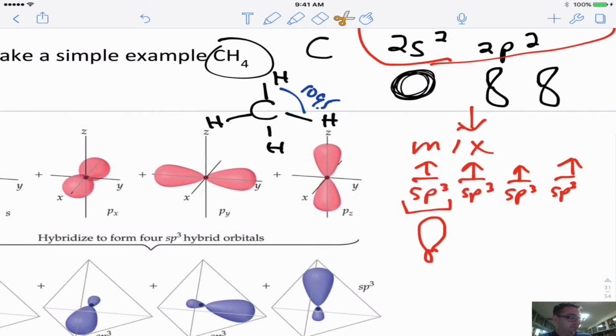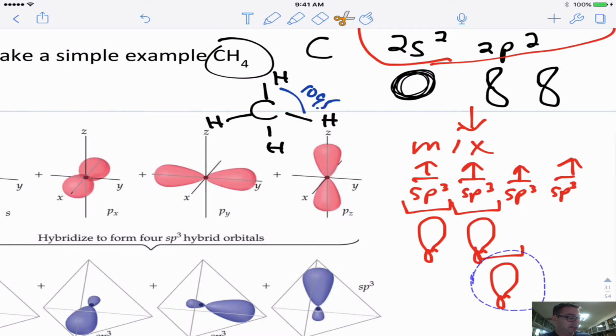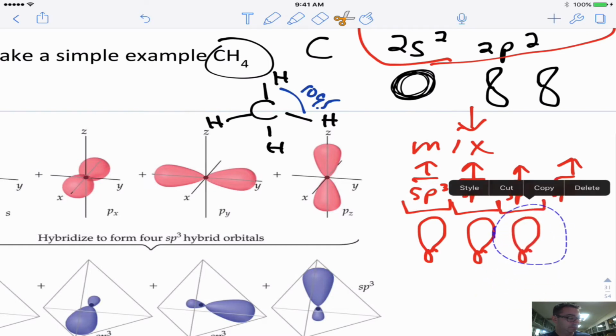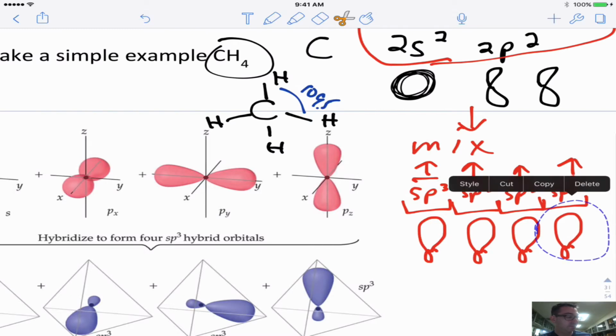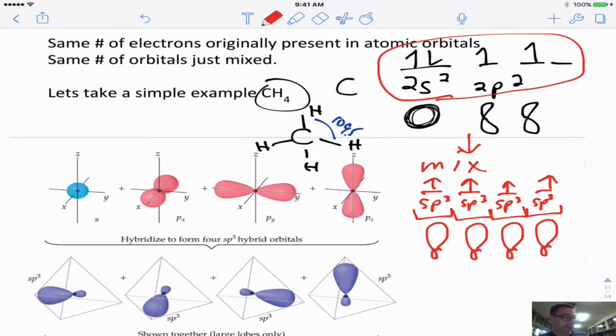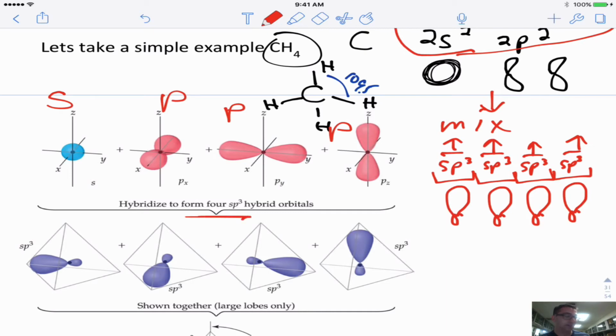So here they are. And I'm going to paste them all in. So I have 4 of the same orbitals. Now the textbook does a much nicer job. You can see on the left here, we have our s orbital, then our p orbitals, and they hybridize and they form 4 sp3 hybrid orbitals. They show them nicely there.